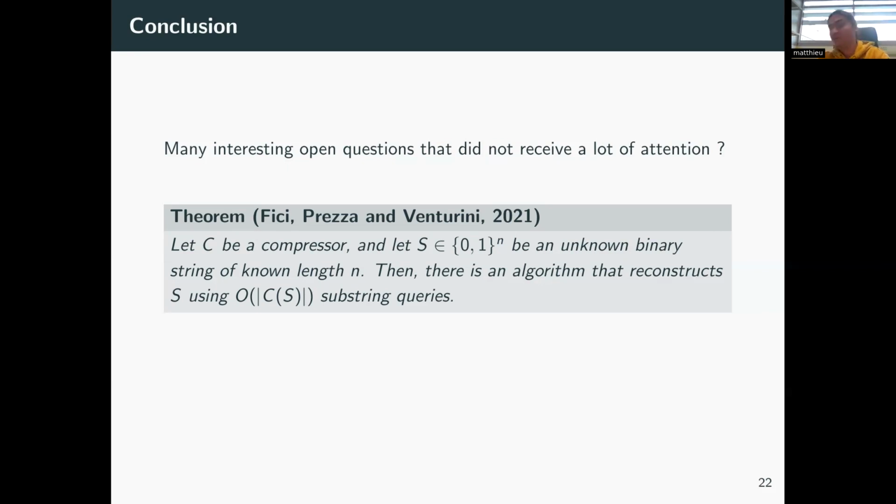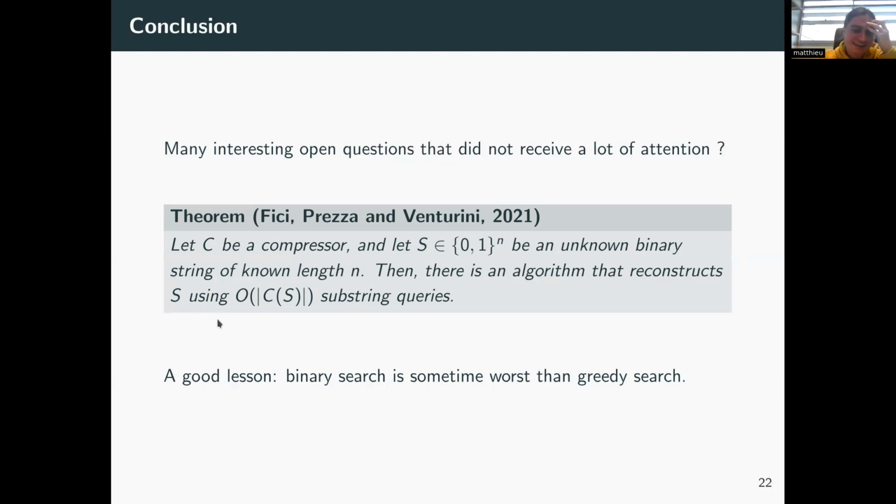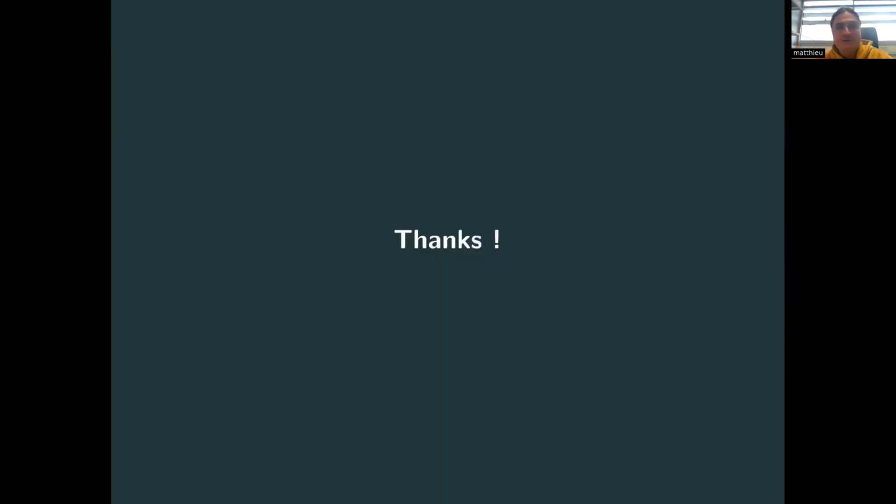They are the ones I mentioned during my talk. And what I want to end on is something else which is quite interesting to me, at least: there is a good lesson there, which is that binary search is sometimes worse than greedy search. For at least one of the algorithms, we improved it by quite a lot, and simply what we did is replace a binary search by a greedy search. It required some analysis, but the analysis was not even that complicated. It was actually easier than analyzing the binary search. So this was quite nice. Okay, and I want to end this, so thank you for your attention.